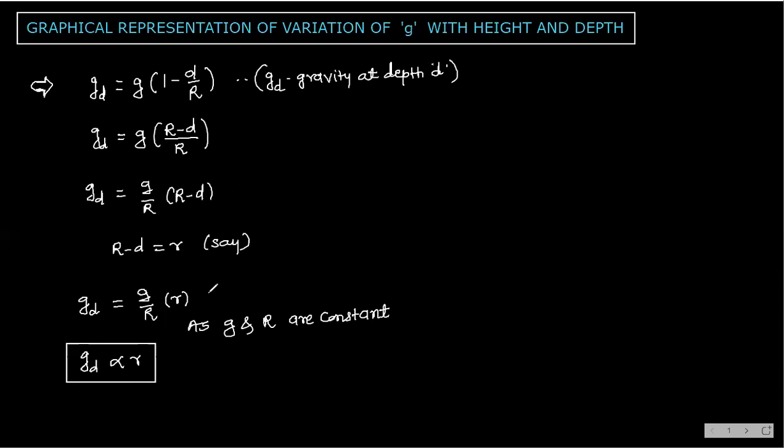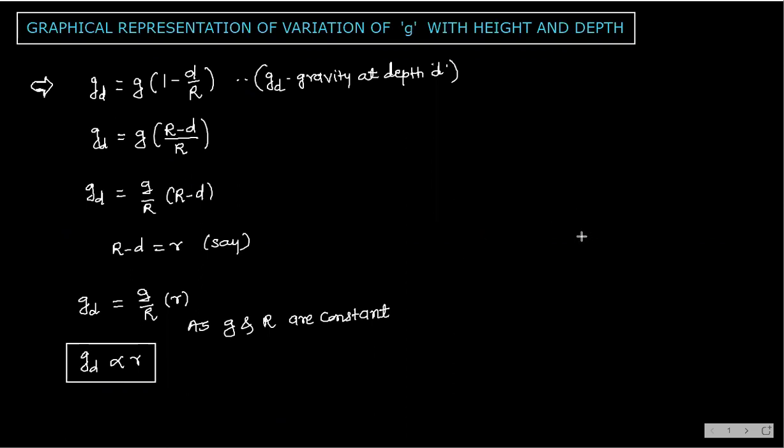So this means when d is small, R minus d is more. When d is big, R minus d is small. And that's why I can say that as you are increasing this, the gravity decreases with increase in depth. So if I will plot the graph now, see here.